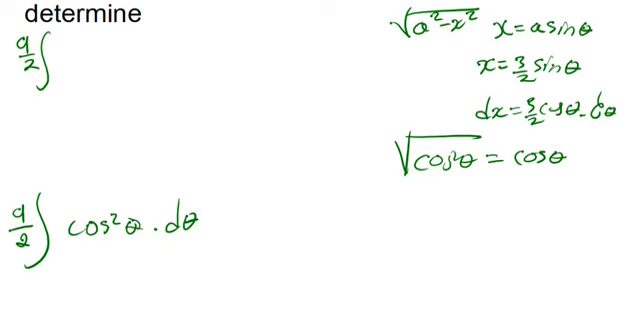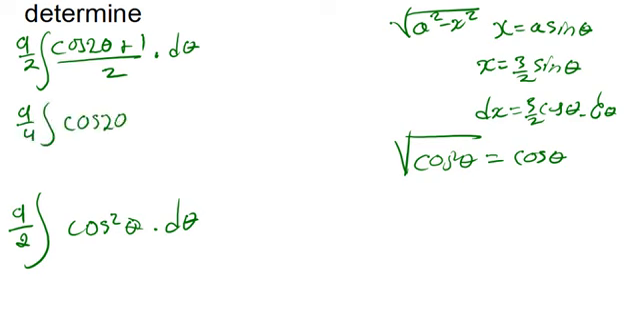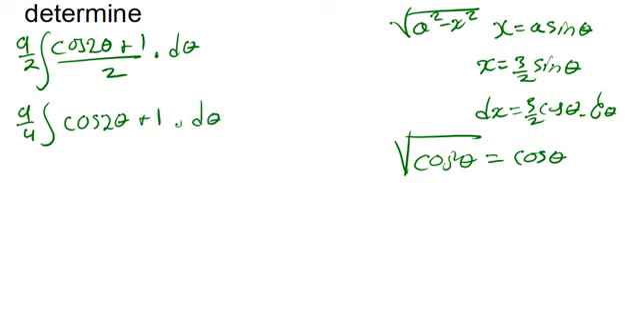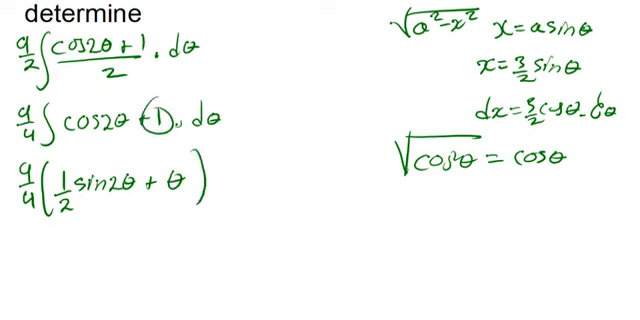Remember we said cos squared theta is equal to cos 2 theta plus 1 divided by 2. So this is 9 over 4 times cos 2 theta plus 1, d theta. Now we know the integral of cos 2 theta is simply 1 over 2 sine 2 theta, plus the theta from this one here, and that's what we are looking for.